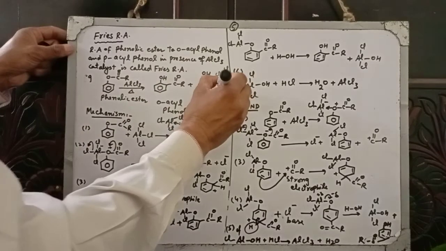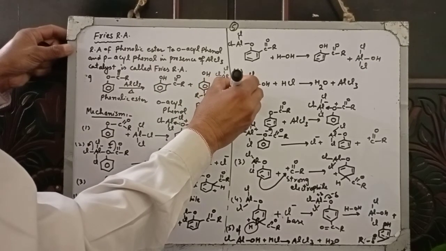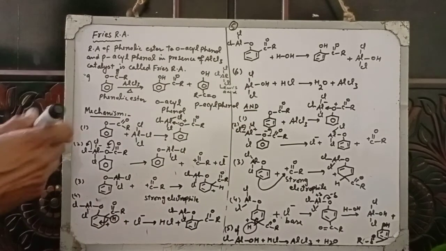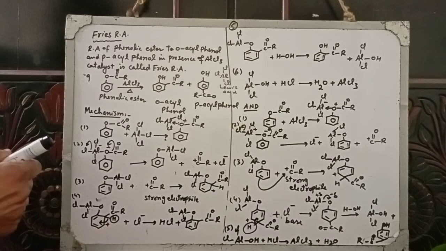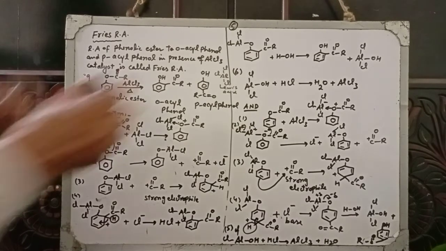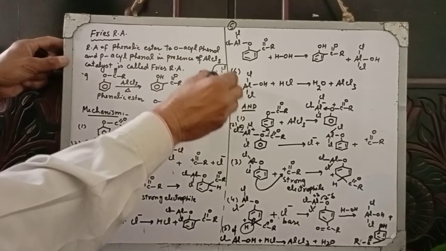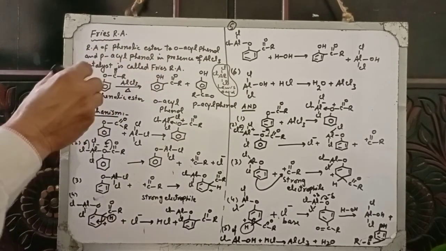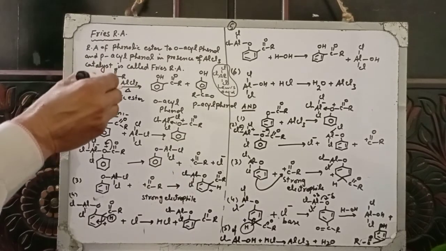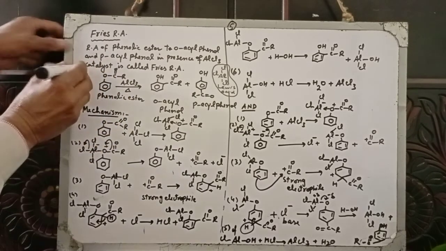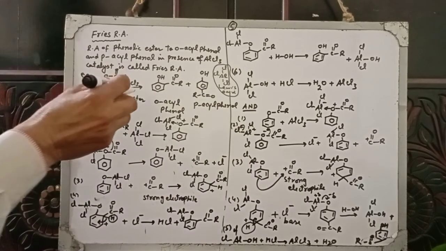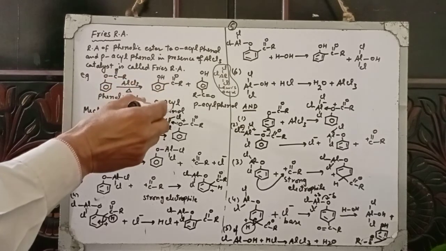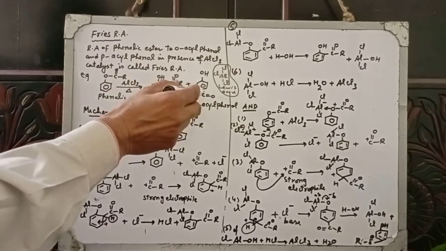Therefore, it is the Lewis acid. The Lewis acid-base concept we have already studied. A species which is an electron pair acceptor is called a Lewis acid, and a species which is an electron pair donor is called a Lewis base. So AlCl3 acts as the Lewis acid. In the presence of AlCl3 catalyst, it is called Fries rearrangement. For example, this is the phenyl alkyl ester, phenolic ester. AlCl3 is the catalyst. It is heated, and then it will give the ortho-acyl phenol or para-acyl phenol.